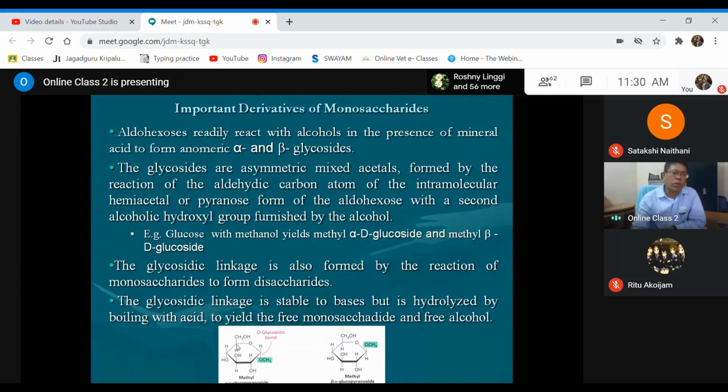For carbon number 5, the OH group is involved in the formation of the chemical bond with the anomeric carbon, that is carbon number 1. So it is not free. The hydroxyl group is not free. So there are only 5 OH groups which are free in alpha-D-glucose. That means 5 acetyl groups can be linked to this. So penta-O-acyl derivatives will be formed.